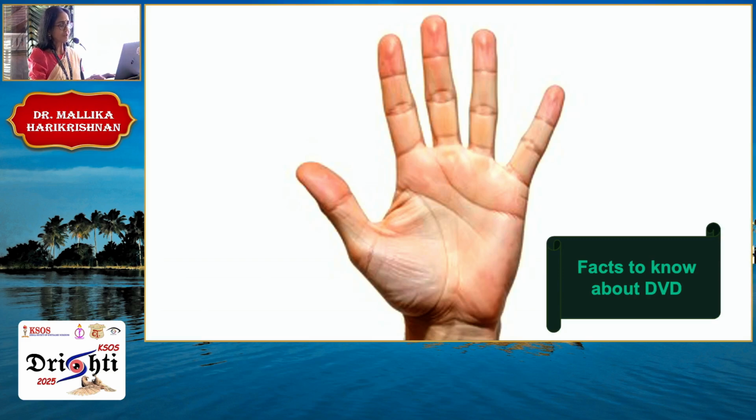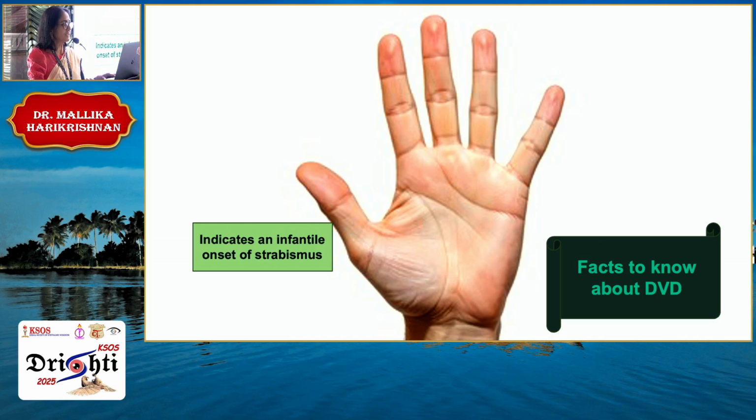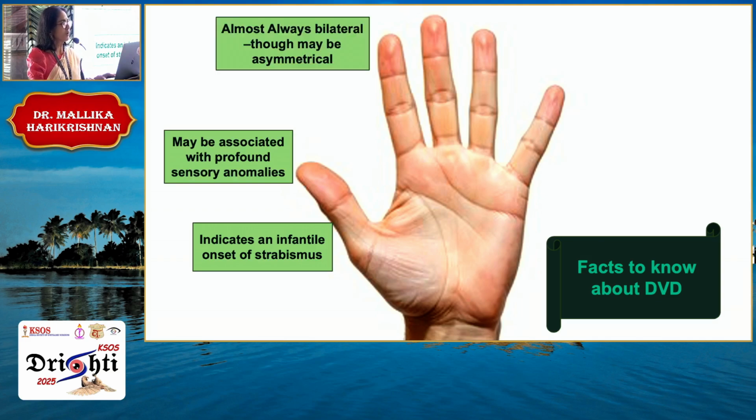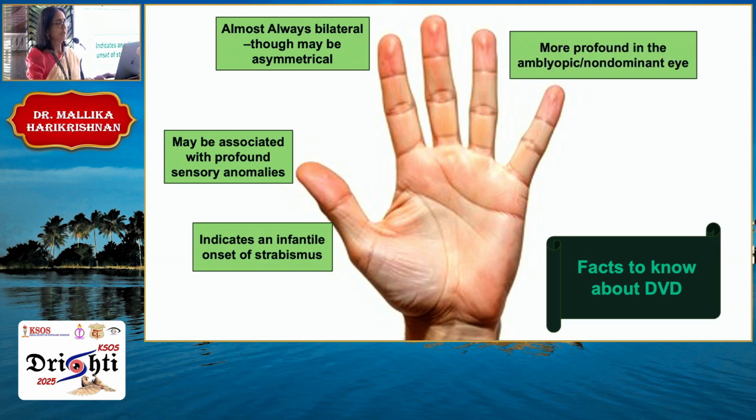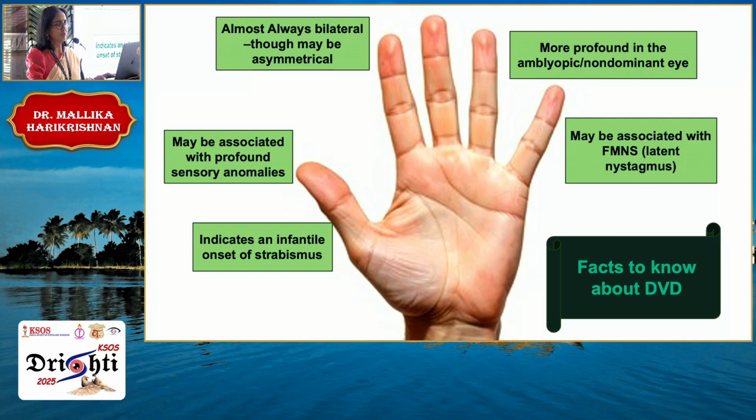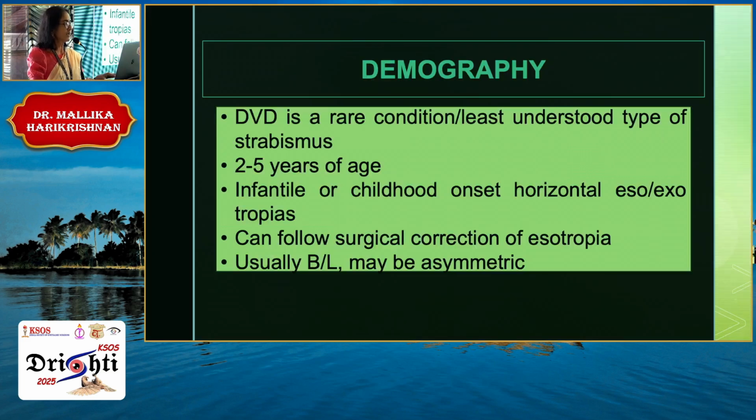There are 5 facts to know about DVD. Fact number 1, it indicates an infantile onset of strabismus. It may be associated with profound sensory anomalies. It's almost always bilateral, though may be asymmetrical. It is more profound in the amblyopic or non-dominant eye, and it may be associated with fusional maldevelopment nystagmus or the latent nystagmus. So what is the demography?